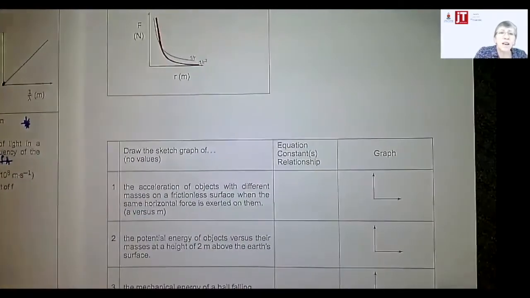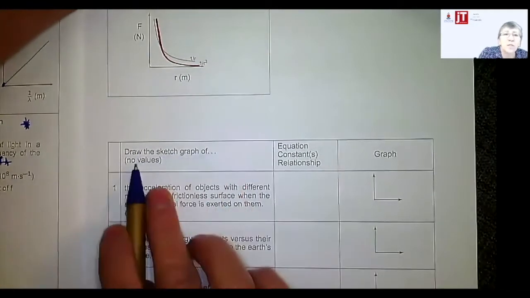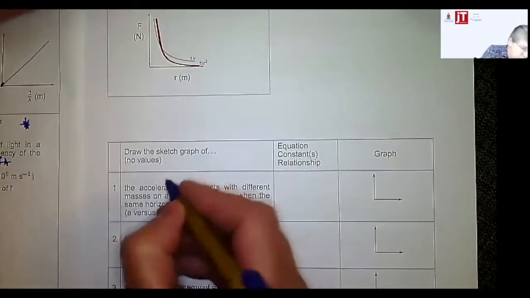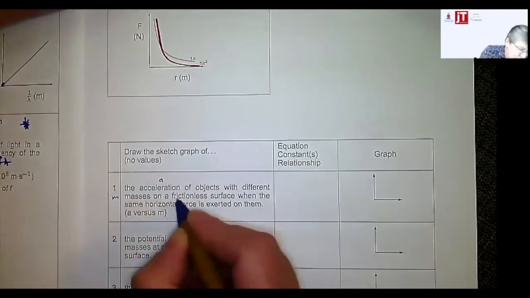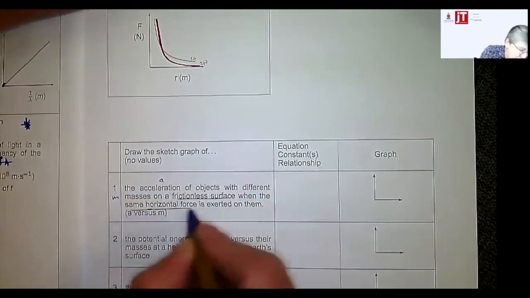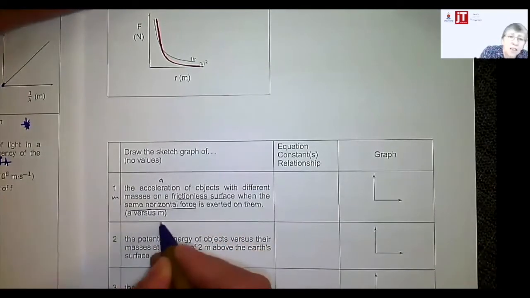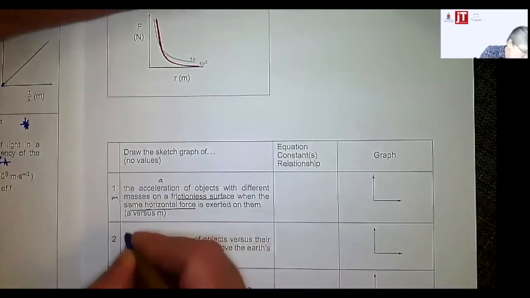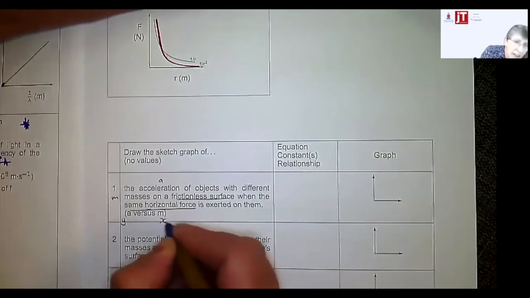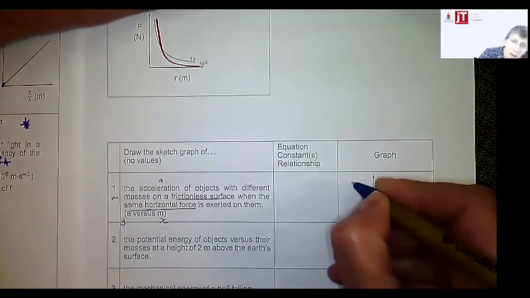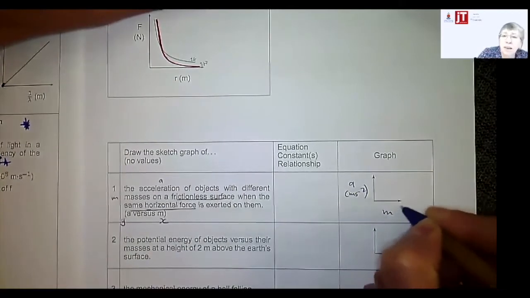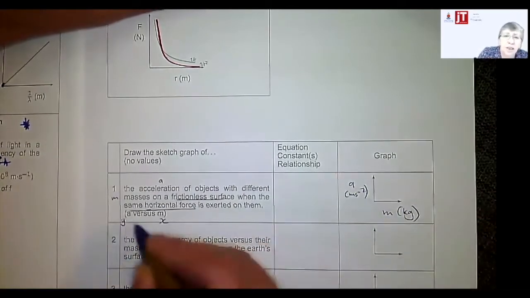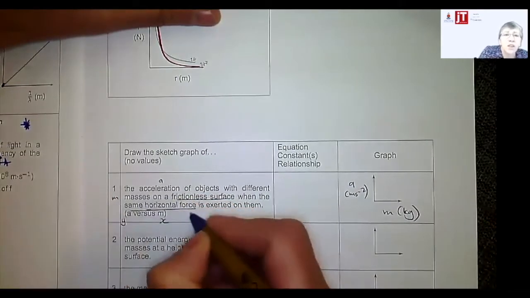Right, so how am I going to use this? Well, if they ask you to draw a sketch graph of the acceleration of an object versus different masses on a frictionless surface with the same horizontal force, they want A versus M. Now, it's always y-axis versus x-axis. So here you will have A in meters per second squared versus mass in kilograms. Right. Equation, well, they're talking about force.